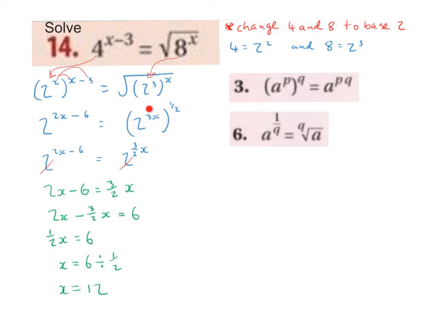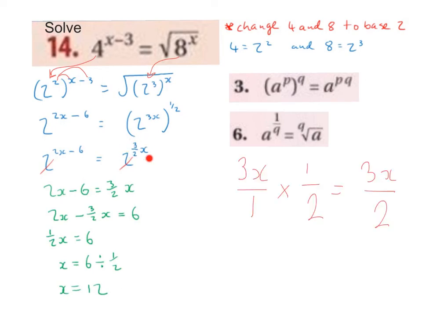So for our next step, we have 2 to the power of 3x raised to the power of a half. And again, we're following law 3 of indices. When we're raising a power to a higher power, we multiply the powers. So we're going to do 3x multiplied by a half, which will give us 3 over 2 x.